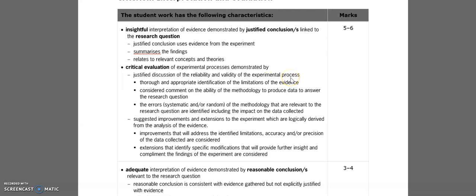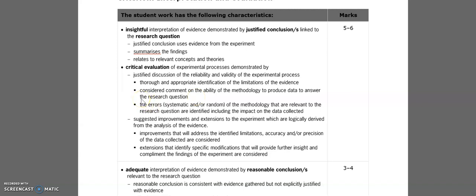the experimental process. So you need to think about reliability, which is how accurate and precise your results were, and validity, which is did you actually test what you think you were testing, or what you set out to test. So you might need to do a little bit of research around these words. You are going to have to show that by a thorough and appropriate identification of the limitations of your evidence. You're going to have to comment on the ability of your methodology to produce the data to answer the research question. So that's with this validity one. Did you actually test what you set out to test?